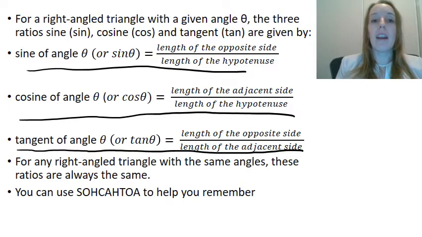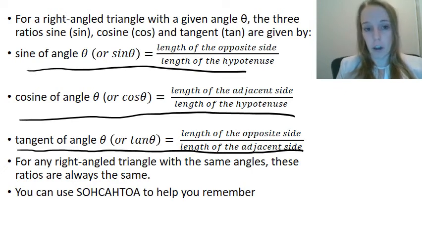For any right angled triangle with the same angles, those ratios will always be the same. As long as the angles are the same, the ratios will always be the same, even if the lengths are actually different.